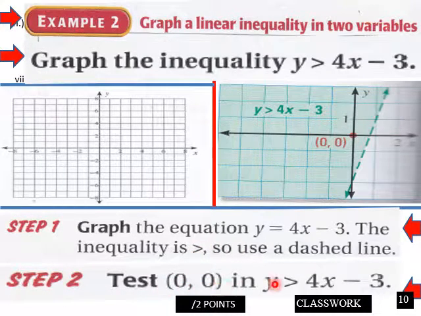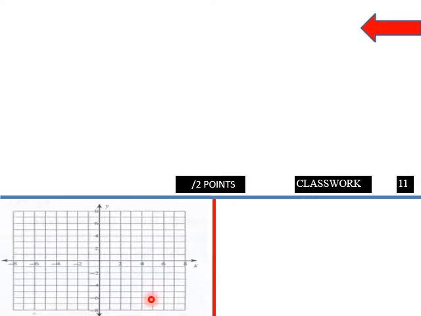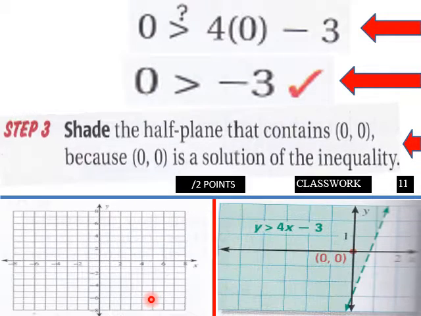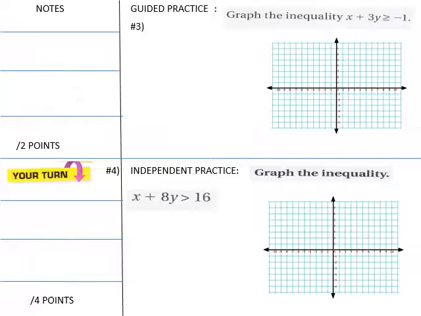So we're going to test 0, 0 in that inequality to see if it's correct. Is 0 greater than negative 3? It does check. So 0, 0 is a solution, and this solution appears to be correct.